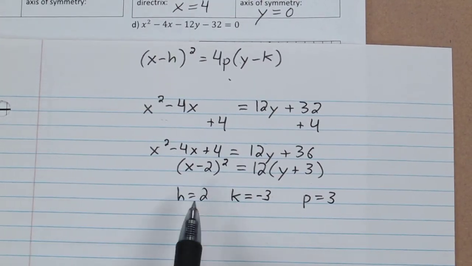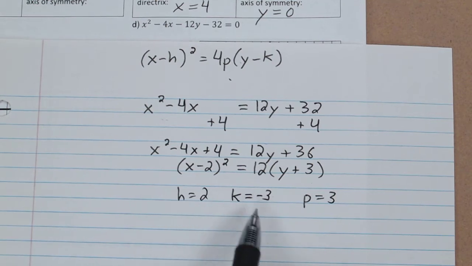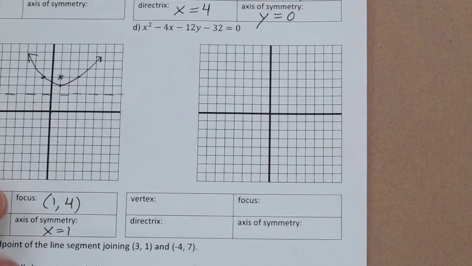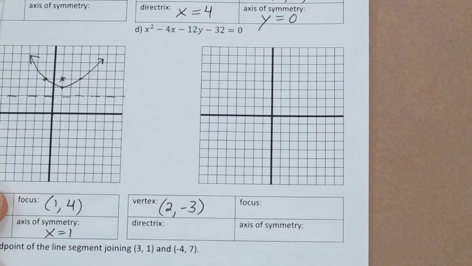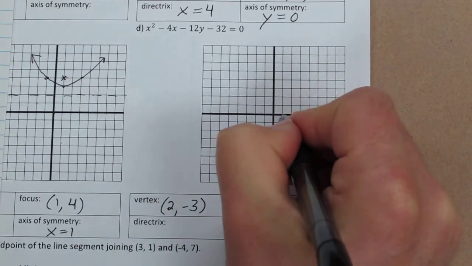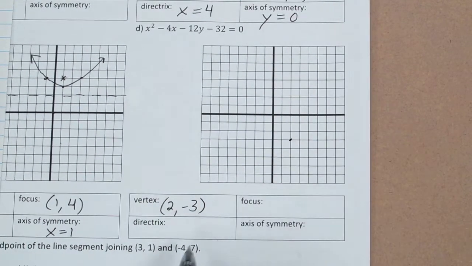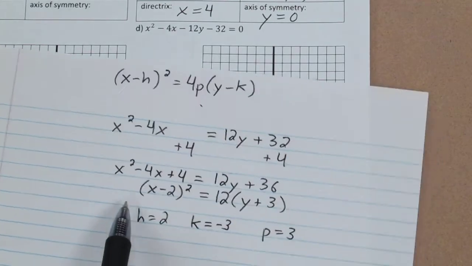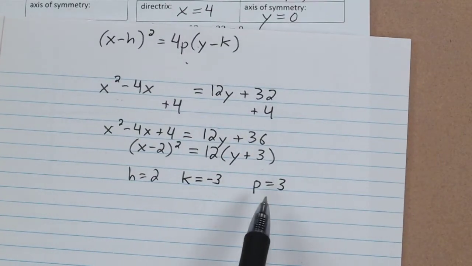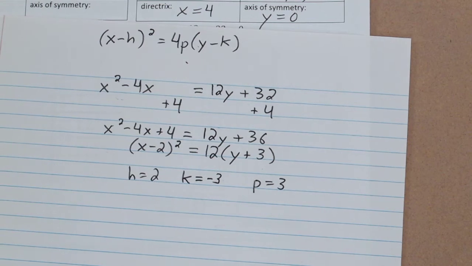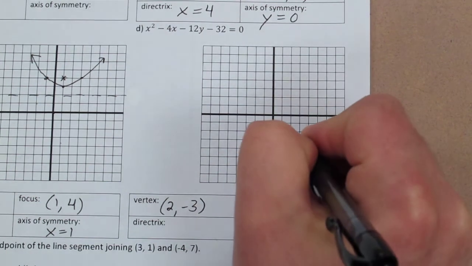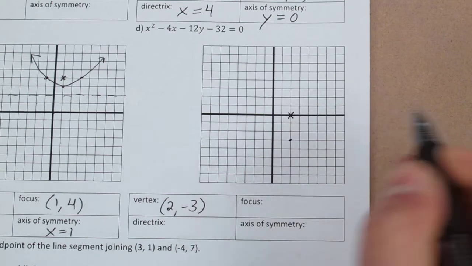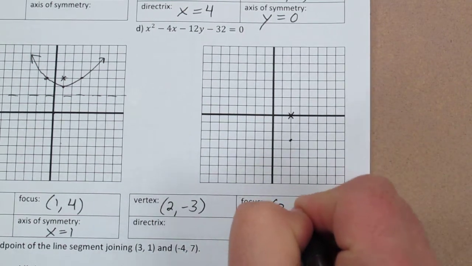Here's what this tells us. First, the vertex is located at 2, negative 3. So let's transfer that over. 2, negative 3. We also know this is an up-down parabola because it's an x squared parabola, and we see the value of p is 3. Since p is positive, we know this parabola points up. And we also know the focus is going to be 3 units up from the vertex. So that would get us to 1, 2, 3 right here. The coordinates of that point are 2, 0.